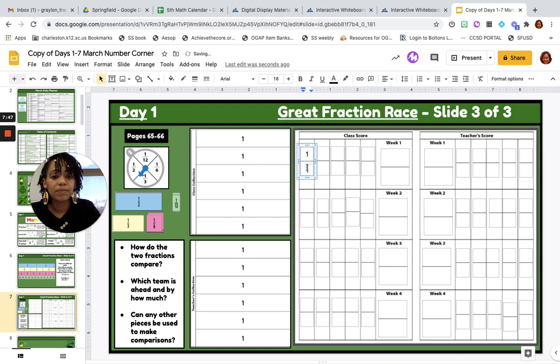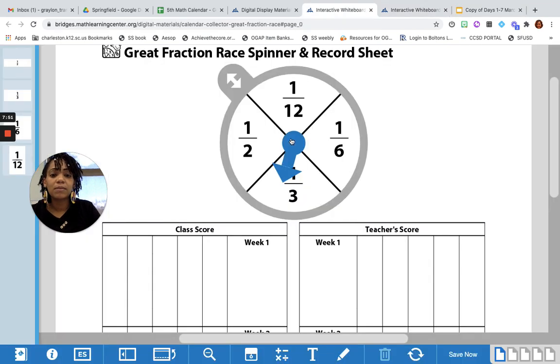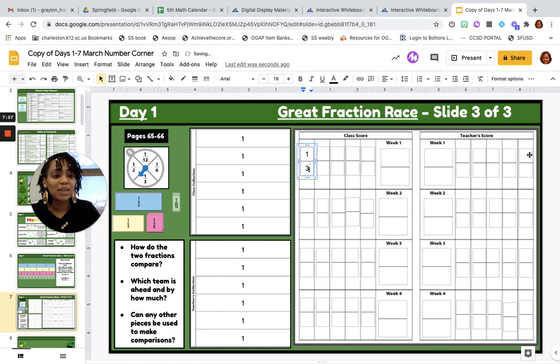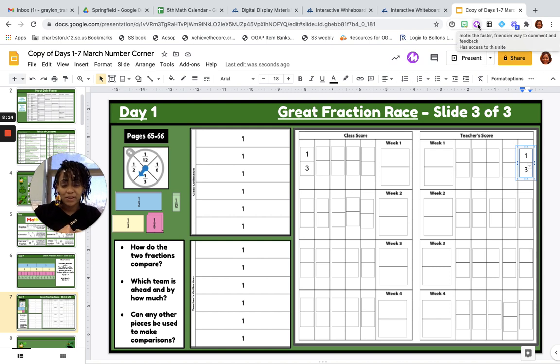1/3. All right, now let's spin for Miss Trammell. Oh, I also got a 1/3. How crazy is that? So who's winning so far? We have the same. So if I were to ask you to compare these 2 fractions, you would say 1/3 is equivalent or is equal to 1/3. How crazy is that? I didn't plan for that to happen.